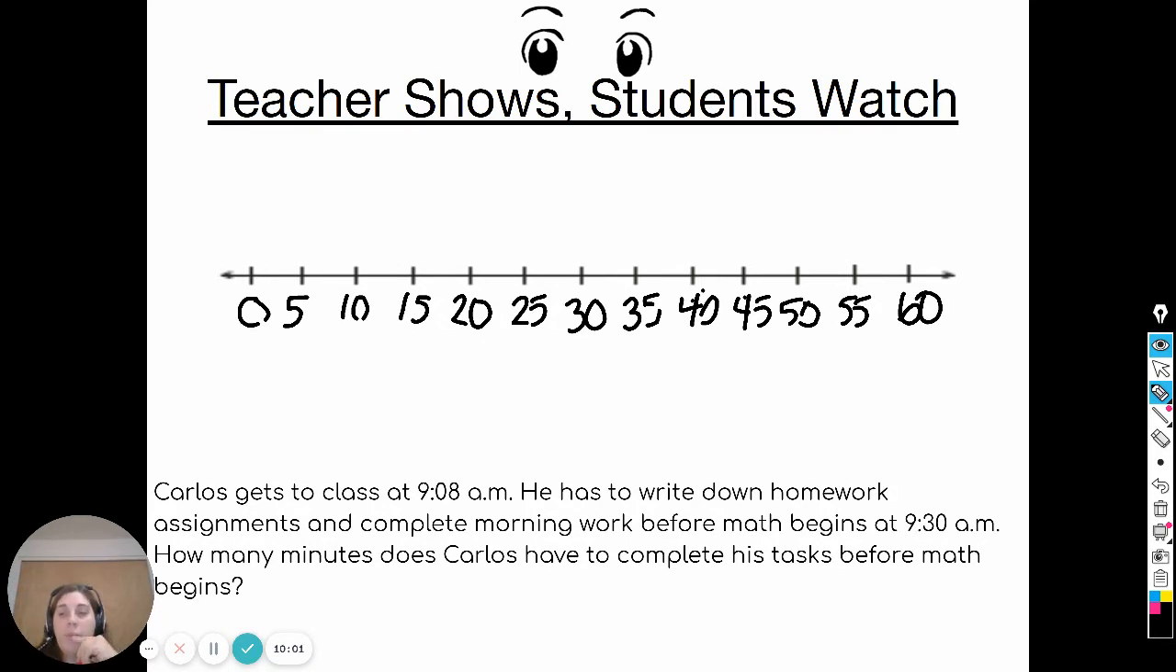Now I'm going to read my word problem. Carlos gets to class at 9:08 a.m. Okay, if he gets to class at 9:08, I know I'm working between 9 a.m. and 10 a.m. So now I'm going to go up here at my 0, and I'm going to label that 9 o'clock a.m. And 60 minutes, or 1 hour later, is 10 a.m.